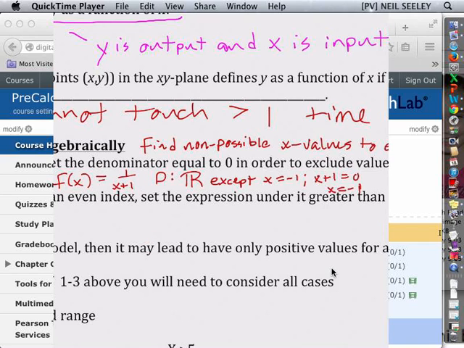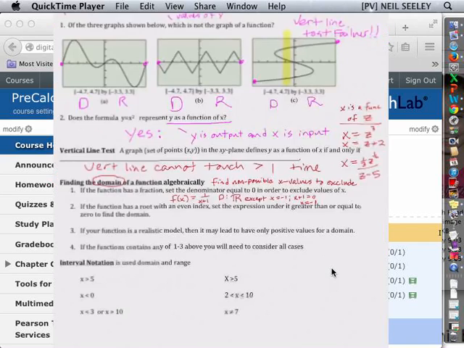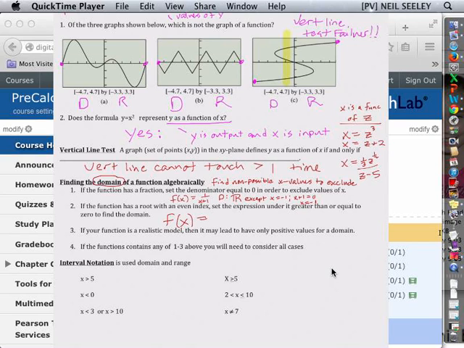The other, all right, is this. If a function has a root, this is part 2, with an even index, set the expression under it greater than or equal to 0 to find the domain. You're probably wondering what on earth this even index is. So let me give you an example-ish kind of thing, and then I'll explain some of the terms. Let's use this one. Okay, so a root with an even index.